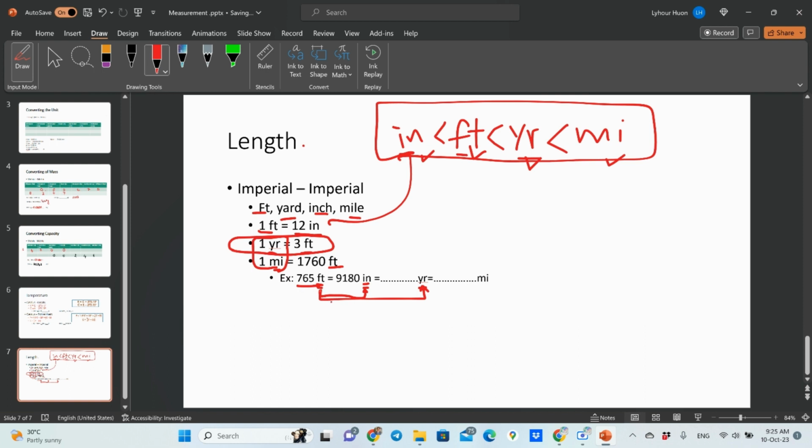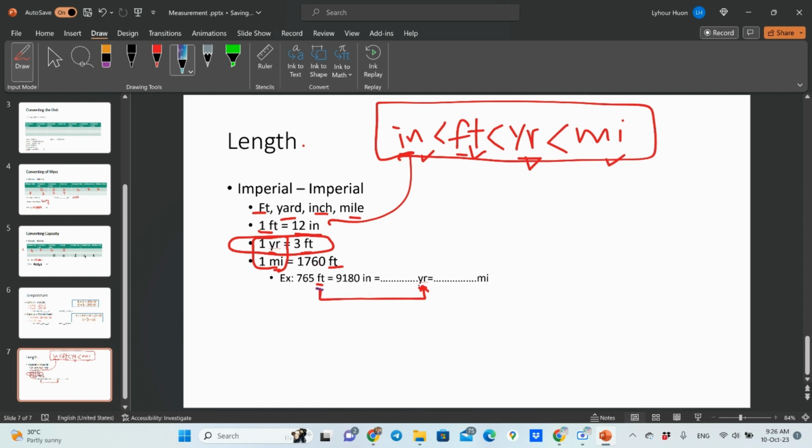Which one is smaller? Feet is smaller, right? So can you imagine whether the yard quantity is bigger or smaller than 765? The result will be more than 765 or lesser than 765? Bigger or smaller? Bigger, because 765 is a smaller unit.